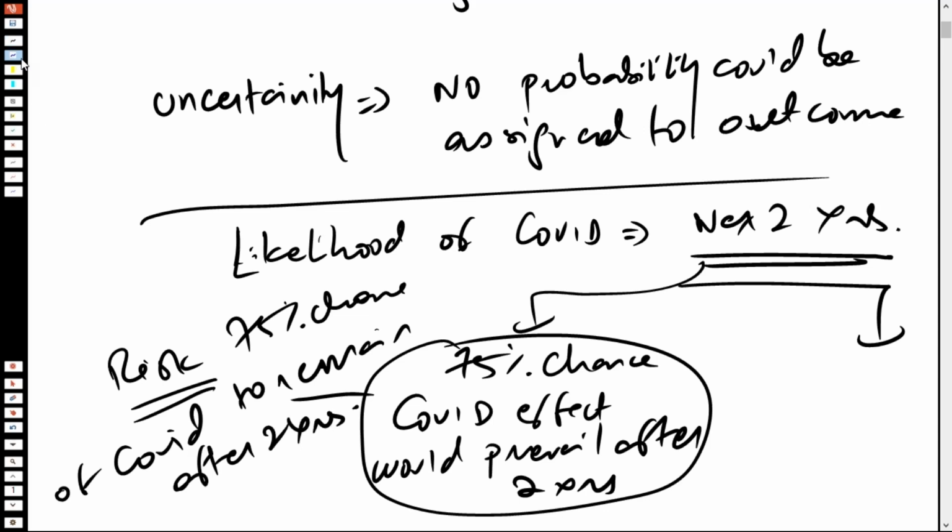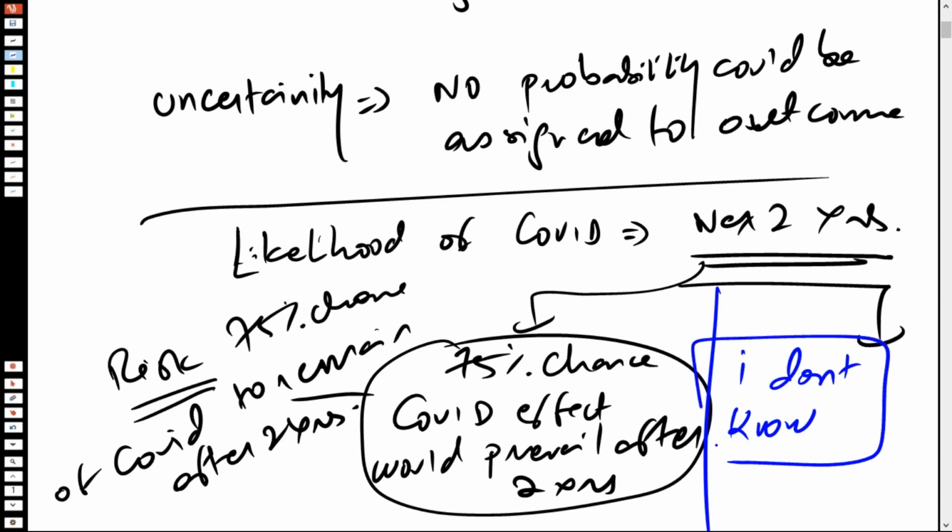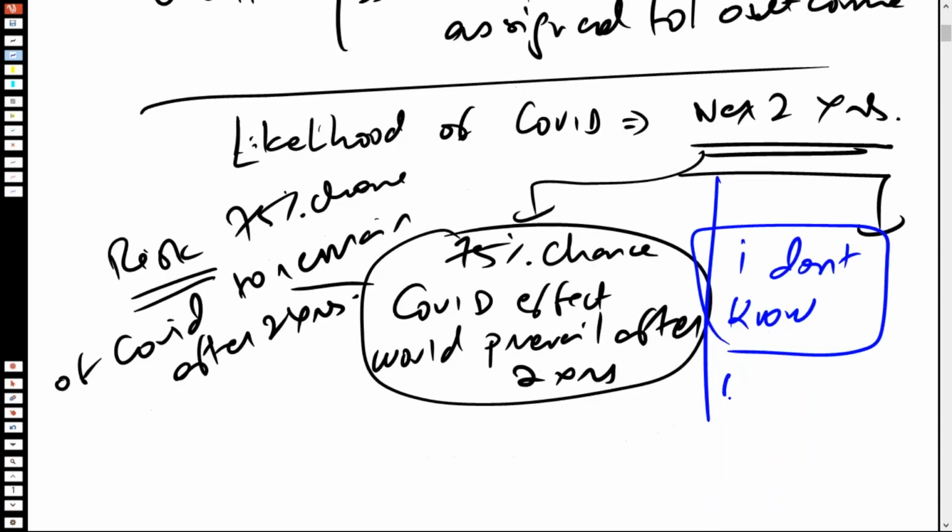Now, similarly, if somebody tells you, I don't know, or I cannot predict, that means you're facing an uncertainty. Or if somebody tells you that you never know what is going to happen, what is going to be the outcome after 2 years, that means you are facing an uncertainty. When you are facing an uncertainty, it means that no probability could be assigned.